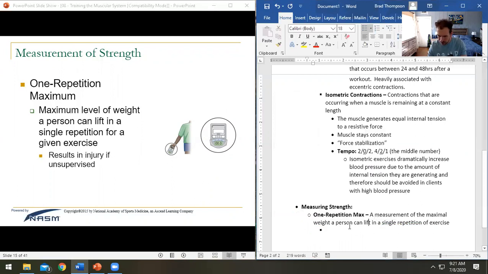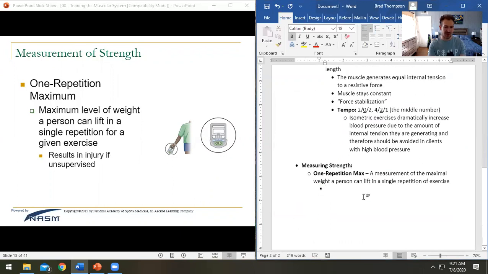A measurement of the maximum weight a person can lift in a single repetition. Yeah, there you go. I don't know what was going on with that sentence. So we can use this. This is an excellent tool in applying progressive overload for a client, right?